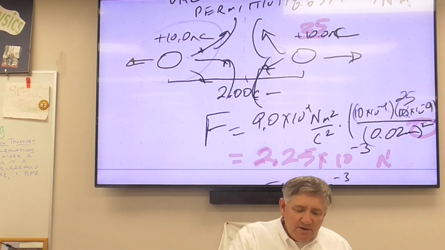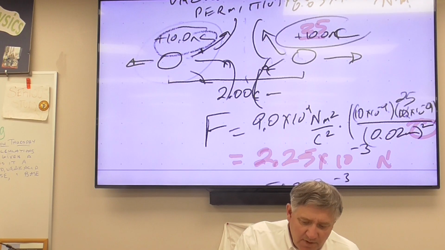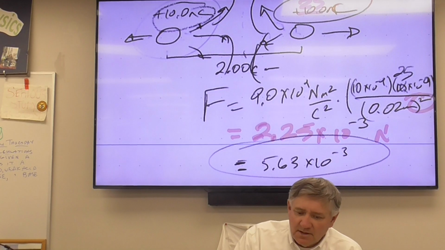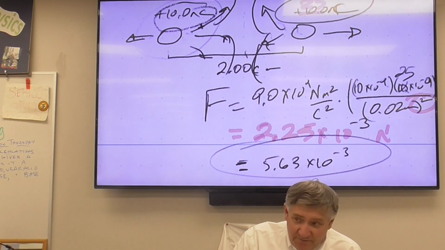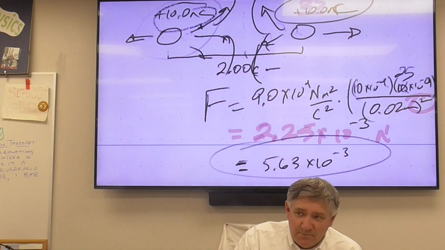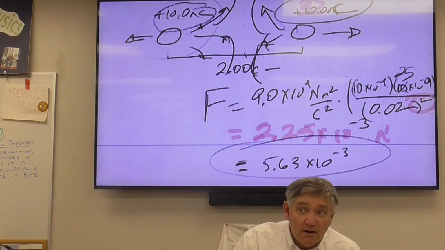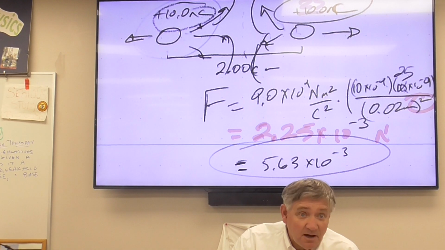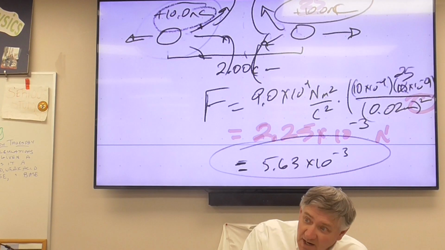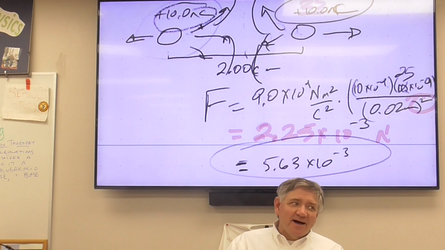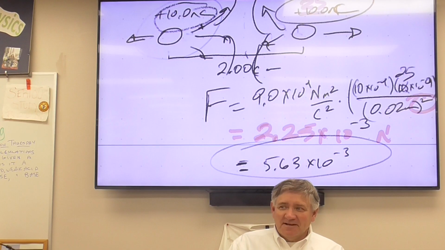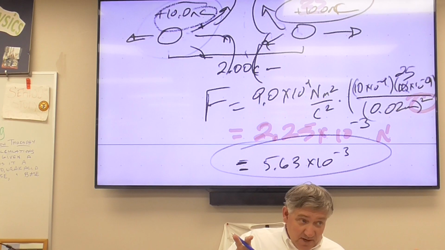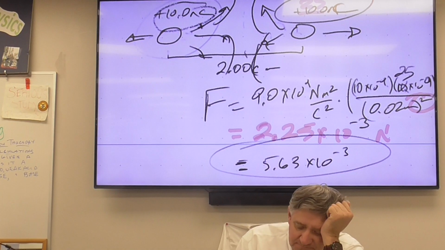Which one of these, the 10 nanocoulomb or the 25 nanocoulomb, feels the bigger repulsive force? The 10, the 25, or do they both feel the same? They feel the same. Oh, why do they both feel the same repulsive force? Because of Newton's third law, right? One can't feel more than the other one does, right?